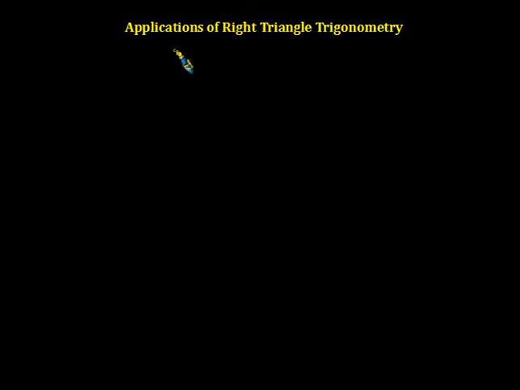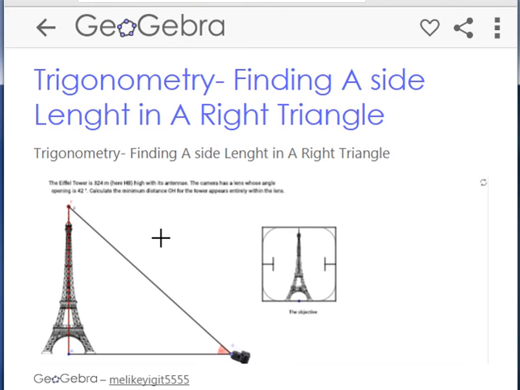If we're going to study trigonometry, we might as well have some idea as to why we're studying trigonometry. So let's take a look at some applications of right triangle trigonometry. One application that's kind of cool, and there are many, is this one here, where you want to take a picture of the Eiffel Tower. You'd like to get the entire Eiffel Tower in the photograph.